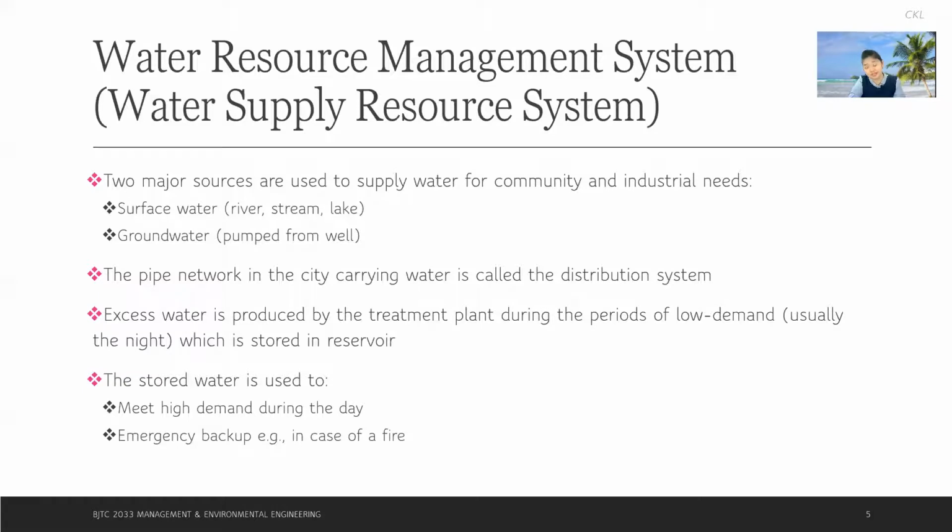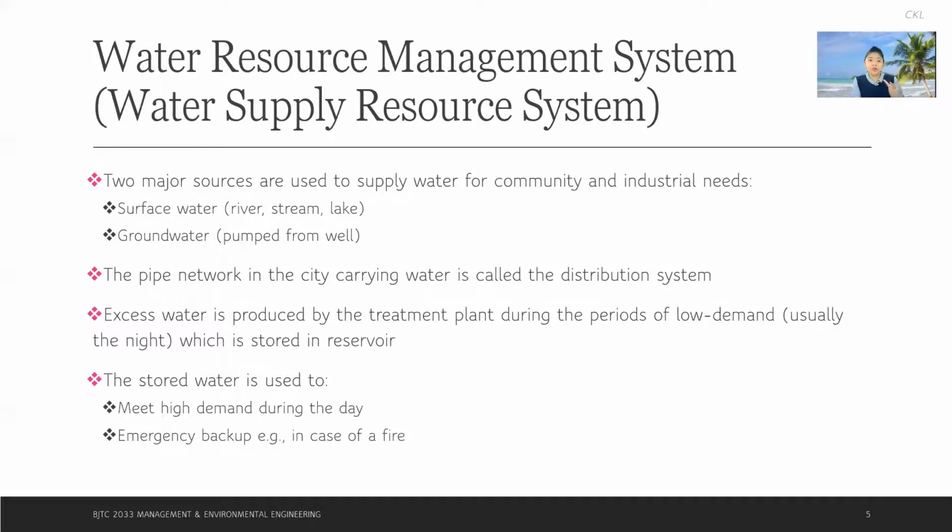Okay, so next is the water resources management system, or we call it the water supply resources system. Both are the same, but if you search internationally, it's actually WRM, water resources management. When we say system, it must have in and out, so we have a complete system from A to Z. Okay, so let's see inside here.